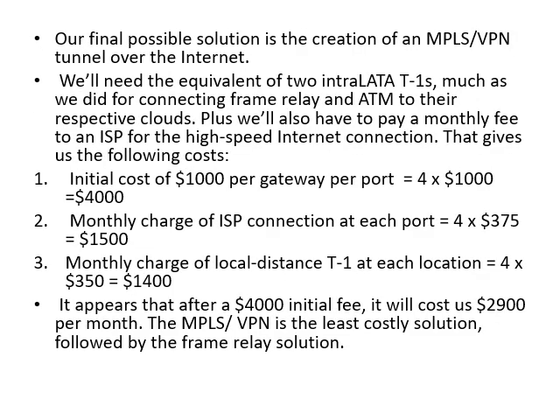So our final possibility is over the internet. Now if you try to use the internet, we're going to have an initial cost of $1,000 per gateway per port. So we have 4 ports and each costs $1,000, a total of $4,000. A monthly charge from the internet service provider for each of the ports, and each one is $375, a total of $1,500. A monthly charge of the T1 at each of the locations of the 4 cities, 4 times $350 will give us a total again of $1,400.